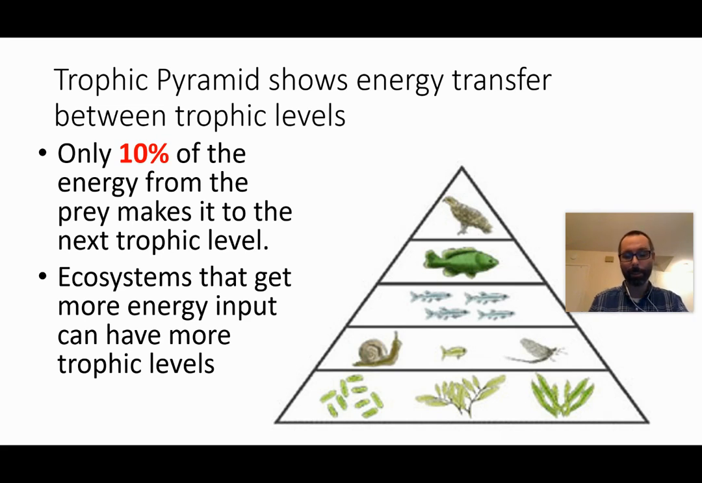And so let's put some numbers, and maybe that'll make it a little easier. Let's say that the plants have 10,000 joules of energy. The J stands for joules. It's just a unit of energy. Call it 10,000 pieces of energy.